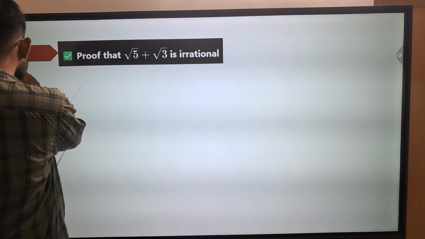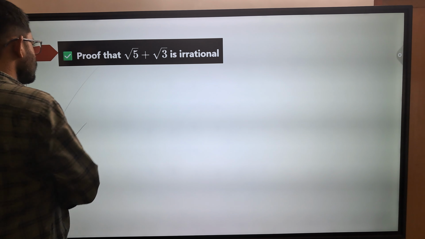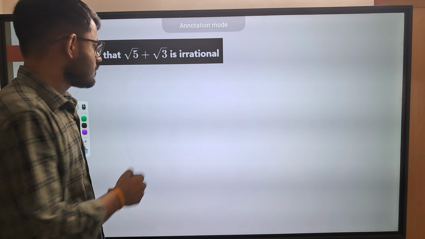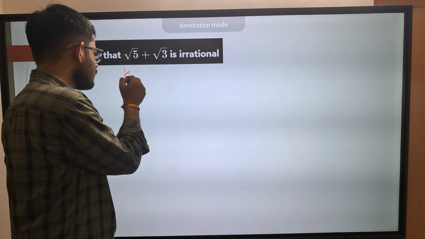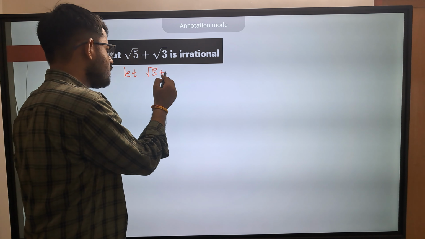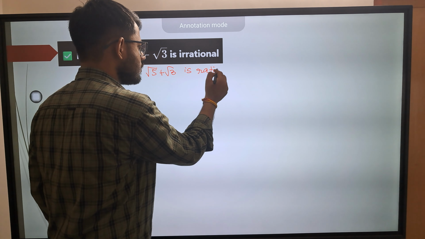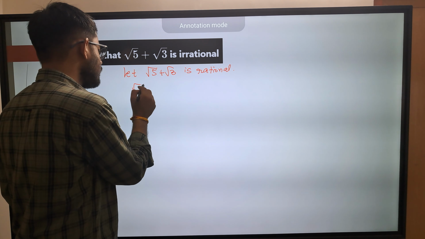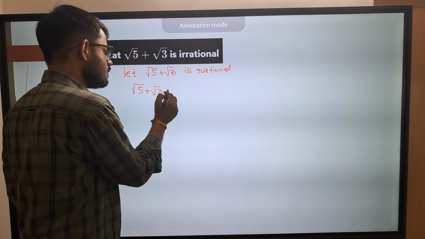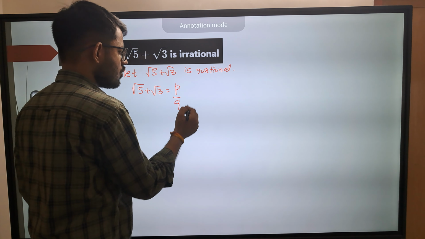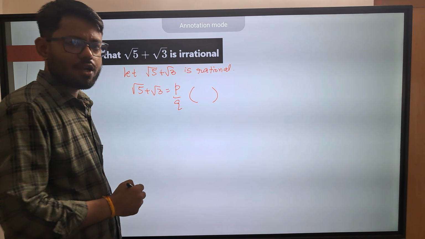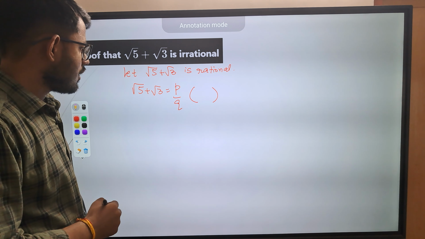Next is how to prove root 5 plus root 3 is irrational. So let us assume this to be a rational number. Let root 5 plus root 3 be rational. If it is a rational number, we can write it in the form of p by q or a by b, whatever you need to write. In the bracket again we need to write p and q are co-prime integers and q is not equal to 0.